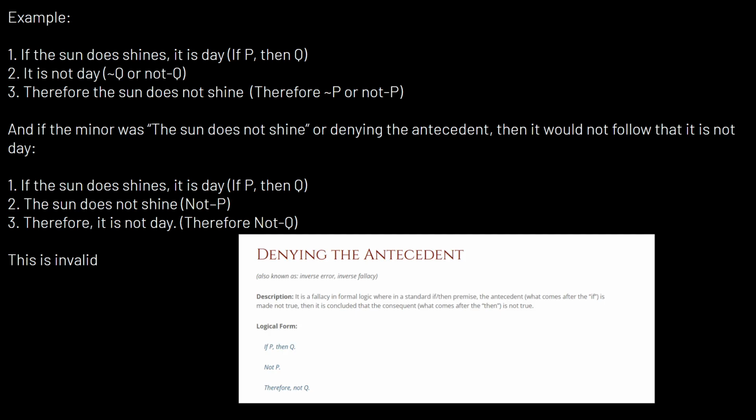If the sun shines, it is day: if P then Q. Two, the sun does not shine, that is, not P. And three, therefore it is not day, therefore not Q. This is very fallacious, and it is called denying the antecedent, and you can see I've put it on the screen. Its logical form is: if P then Q, not P, therefore not Q. That is wrong. It's supposed to be the other way around.